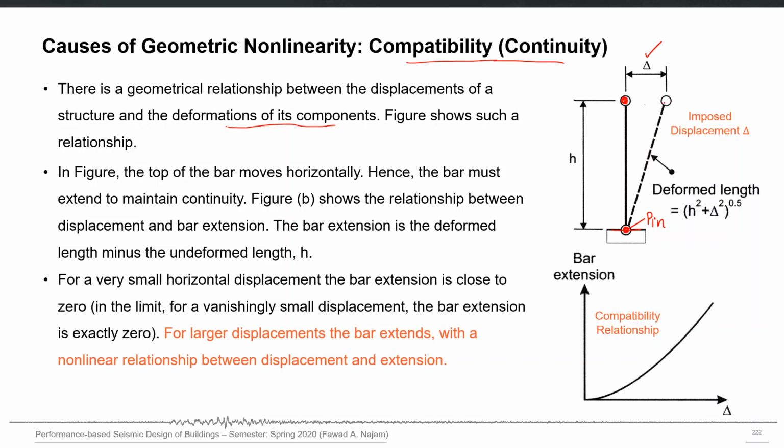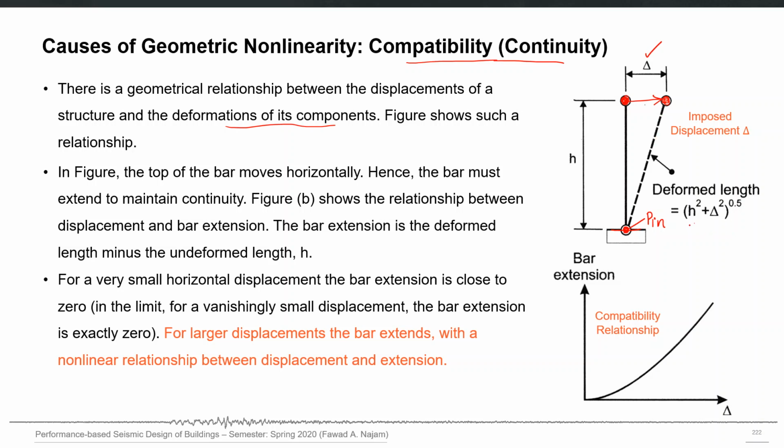end of this component. So in this figure, the top of the bar moves horizontally, so it must extend to maintain continuity. So figure B shows the relationship between the displacement, which is delta, and the extension of the bar. The extension of the bar is the deformed length minus the undeformed length. If we assume that this point simply translates laterally in this direction and comes here, in that case the deformed length should be equal to the square root of h square plus delta square, which is the length of this dotted line.